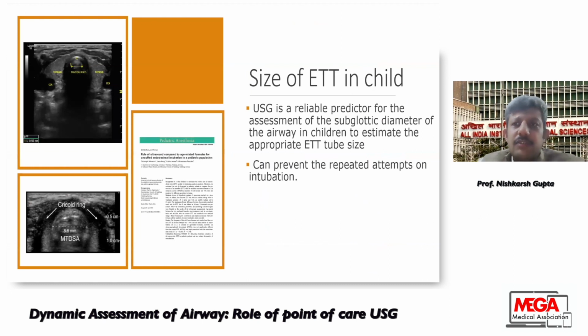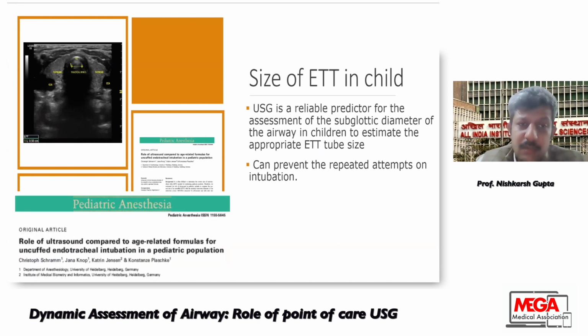Another important thing which basically troubles us is the size of the ET tube in children. Many times, especially in smaller children, we have used a formula to calculate the size of the tube, and you end up selecting a tube which is either too small or too big, and eventually you have to do a re-laryngoscopy to intubate the patient. So basically this is a challenge, and we need to find better ways.